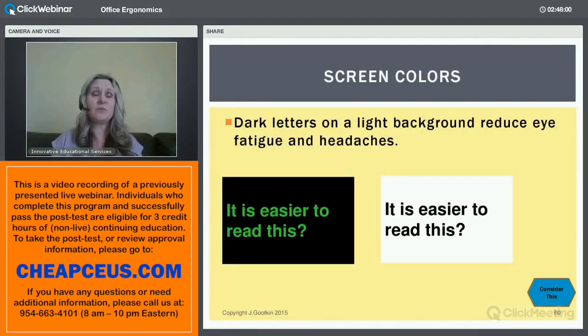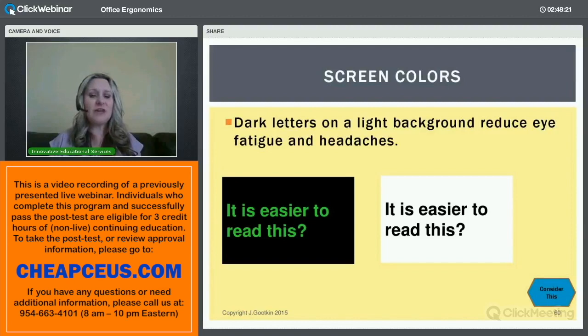And then screen colors are something else to think about. Way back when we started with computers, it was a black screen with green lettering. I am totally dating myself. And we used ones and zeros for computer programming. Amazing how far we have come. You could be in the middle of the ocean watching a movie now.